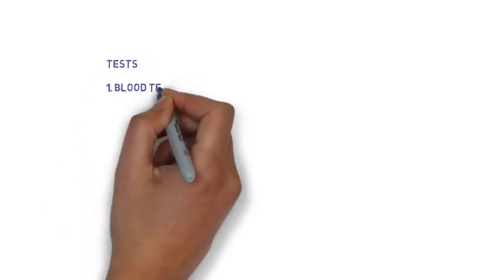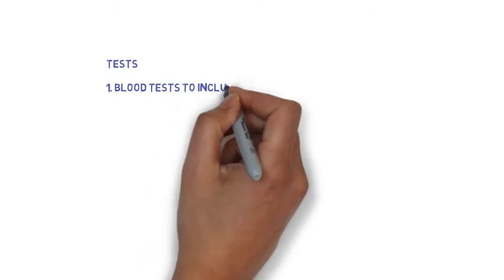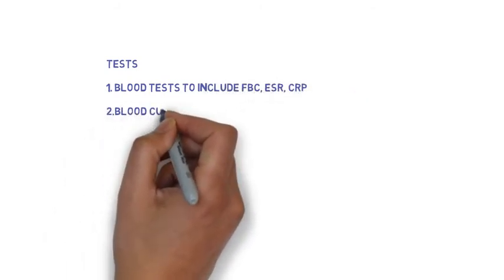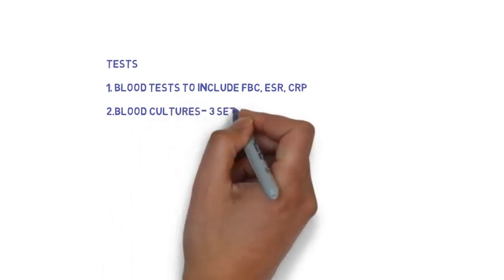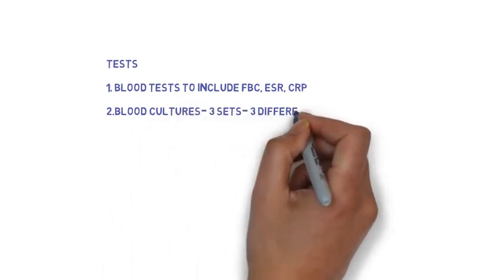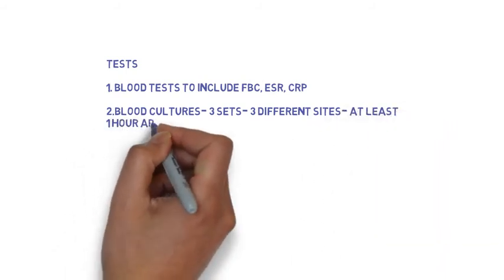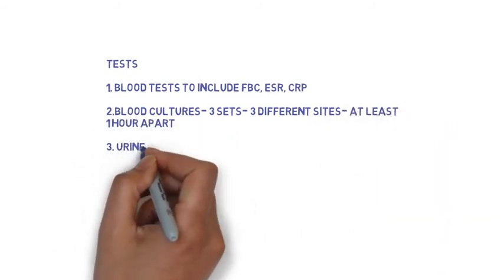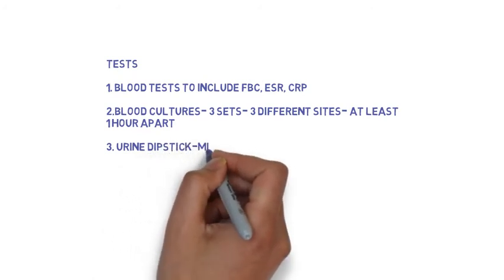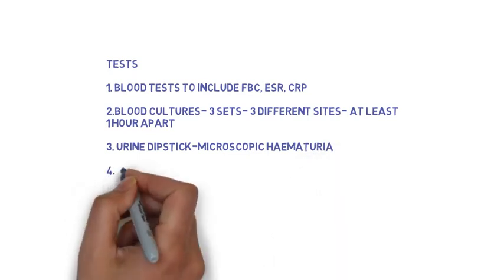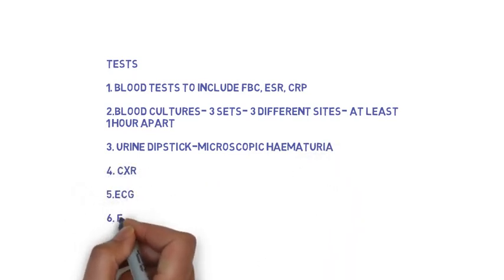The tests include blood tests for FBC, ESR, CRP, and blood cultures. You need to do 3 sets from 3 different areas with at least 1 hour between them. And a urine dipstick, which would show microscopic hematuria, and also a chest X-ray, an ECG, and an echo.